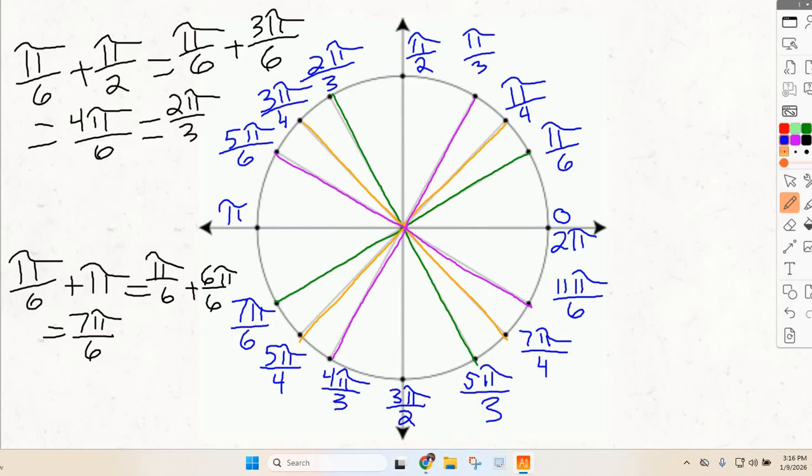Alright, so you want to make sure that all of those have been labeled on your sheet. And like I said, we will continue to add to these over time.